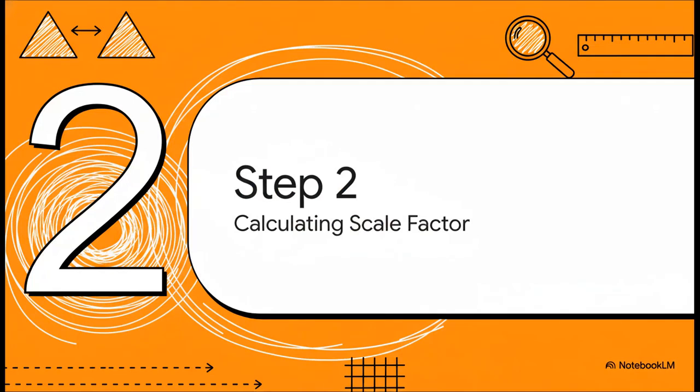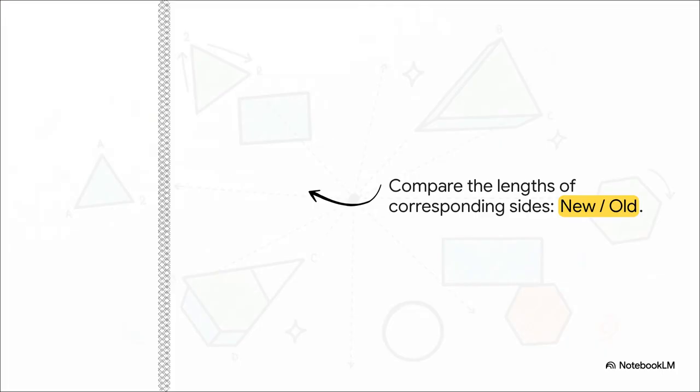Okay, on to step 2. It's not enough to just say it's an enlargement. We have to get specific. We need to say how much it's changed, and that's where the scale factor comes in. Now, the formula for the scale factor is actually pretty simple. You take the length of a side on the new shape, and you divide it by the length of the matching side on the old one.